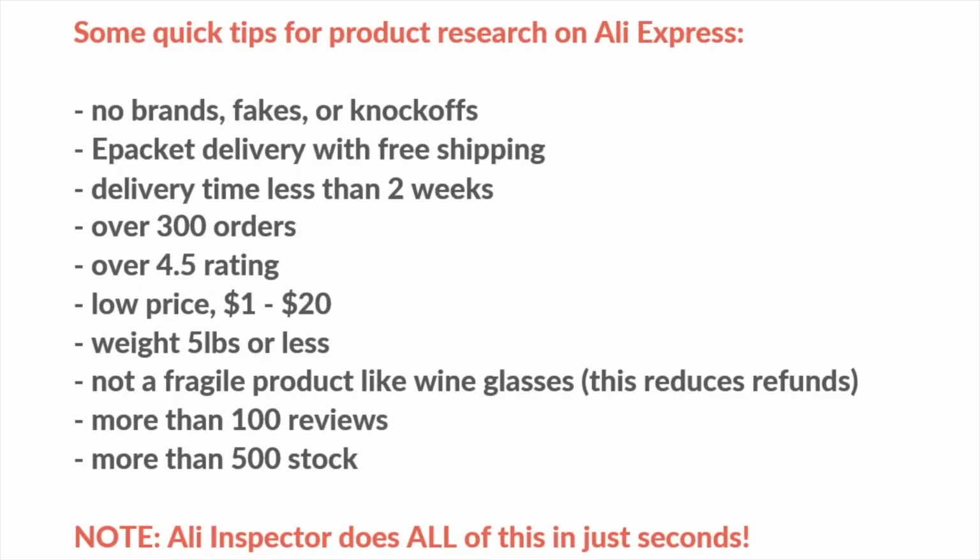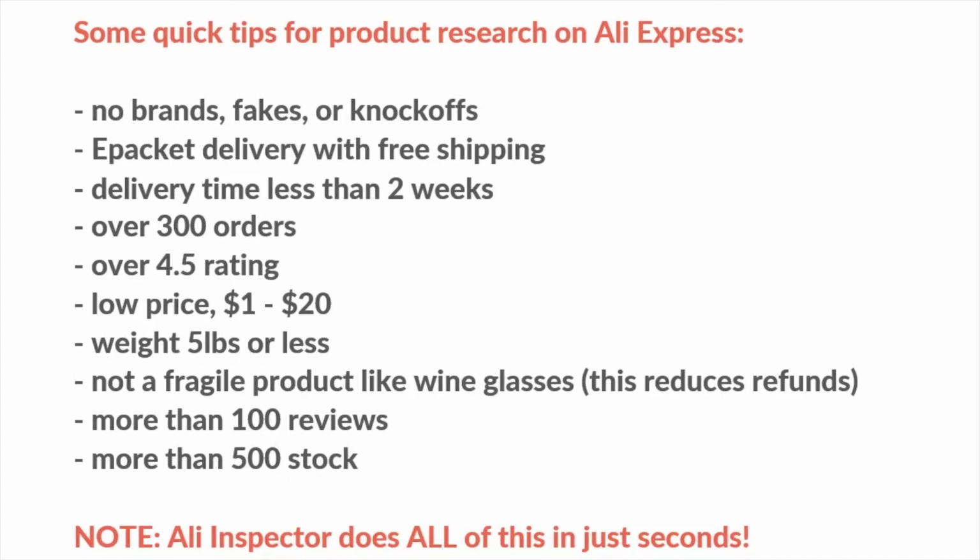Now, when selecting products for your e-commerce store, here's some awesome tips that you can follow. You want to be looking for products that have no brands and they're not fakes or knockoffs. For example, do not look for products that have, say, Nike on it. You also want to look for products that have e-packet delivery with free shipping. E-packet is an Asian-based shipping provider. And you also want to look for products where delivery time is less than 2 weeks. How long does it take to get the actual product delivered?